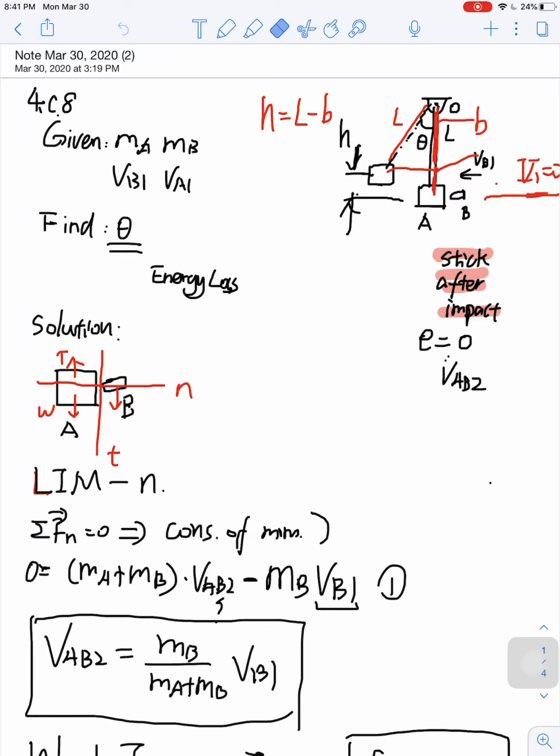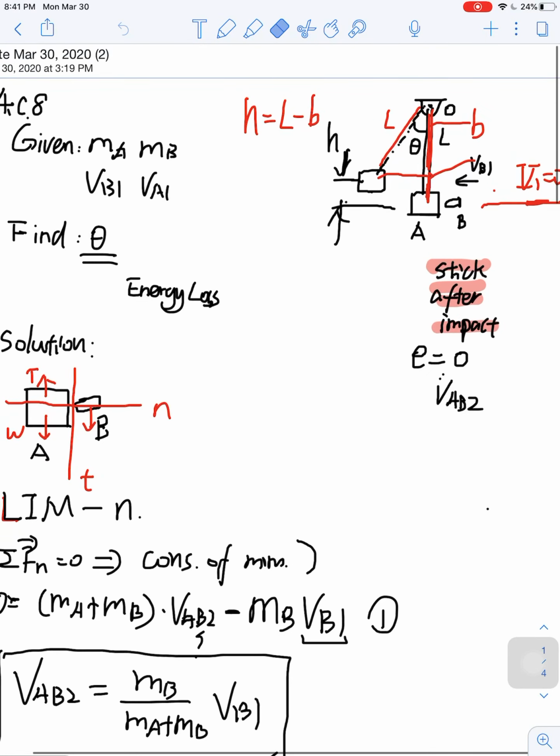Another example we're going to look at here is 4C8. In this example, we have an arm with a length L. One end of the arm is fixed at point O, and on the other end of the arm, there's a box A attached to the arm. At the initial position, A is at rest, and at that moment there's a bullet with a speed VB1, and after impact from the bullet, both A and bullet B will stick together.